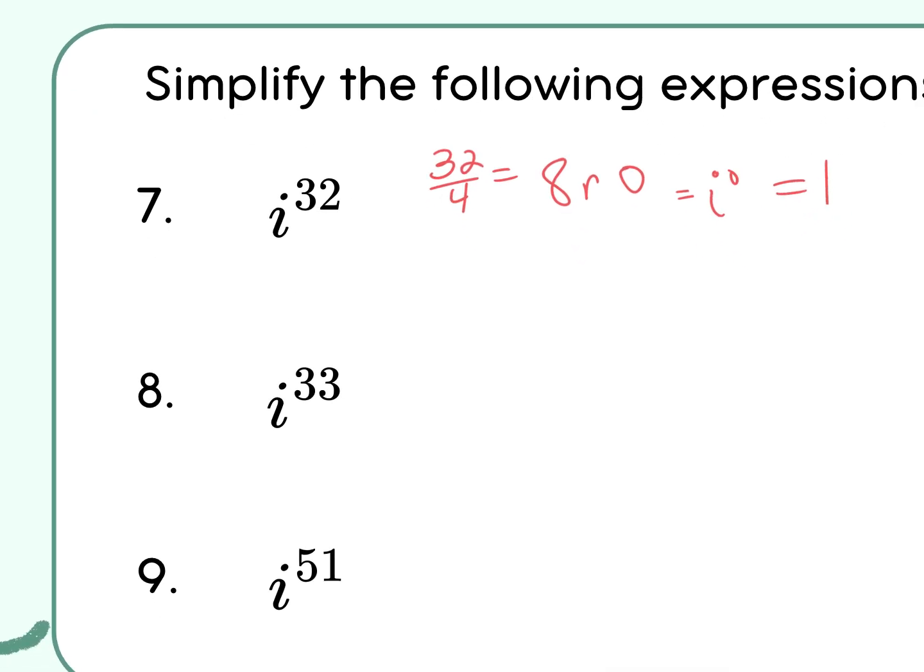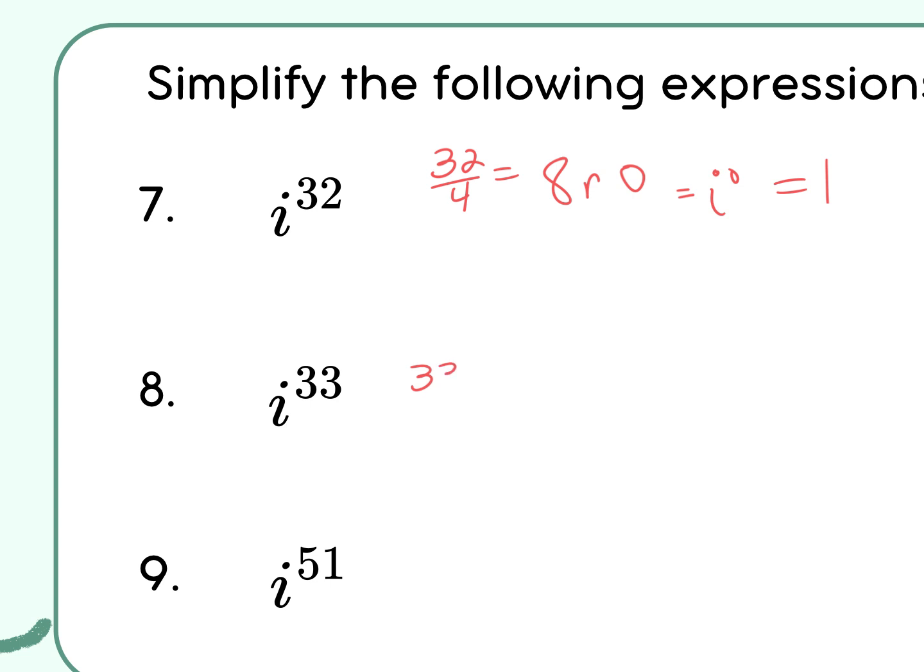Look at the next one. Your exponent's 33. So take 33 and divide it by 4. How many times does 4 go into 33? 8 whole times. With how many left over? 1. So your new problem that you're evaluating is i to the first power. Well, what is i to the first power? Just i, yeah.